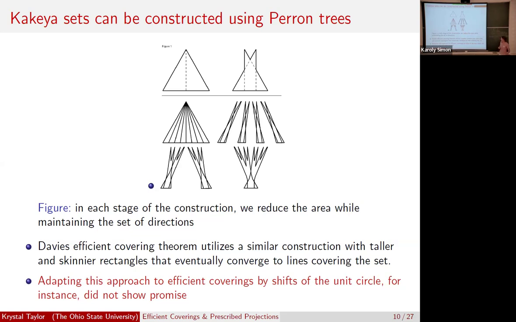The problem, though, if we want to adapt this to efficient coverings by shifts of, say, the unit circle, let's say we didn't think too hard, we just read Davies' theorem and we're going to adapt it, feeling good about ourselves. Unfortunately, we're going to replace circles by annuli, and as the rectangles get taller and taller, the radii are getting larger and larger, and unfortunately, this technique does not seem to work. So we need a different way to obtain efficient covering results for curves.